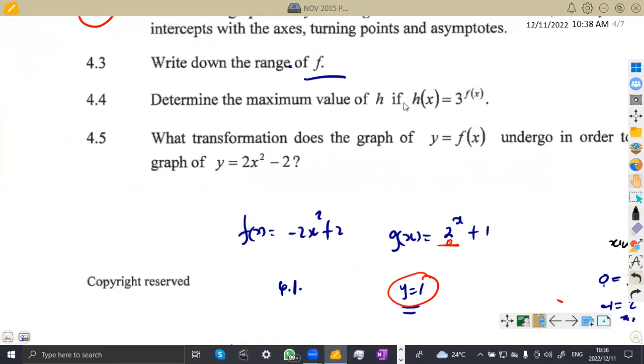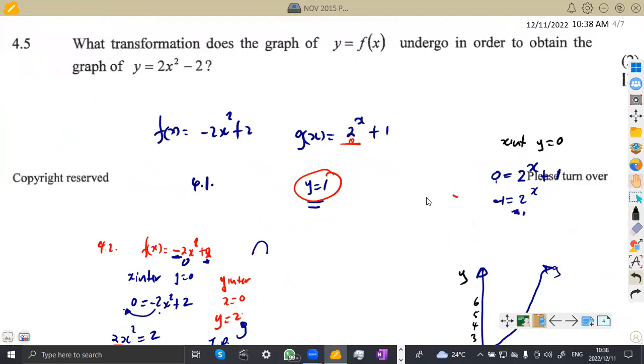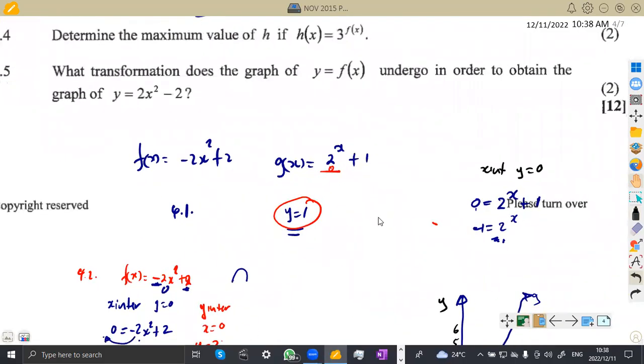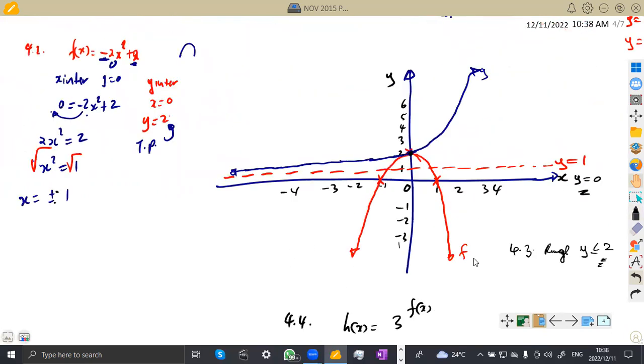Determine the maximum value of hx. Okay, the maximum value of h, if hx is equivalent to 3 to the exponent of fx. Okay, so let's start by having a new hx. So this is question 4.4. Okay, so let's start by having the new function here, which represents hx. We are given that hx is equivalent to 3 to the exponent of f of x.